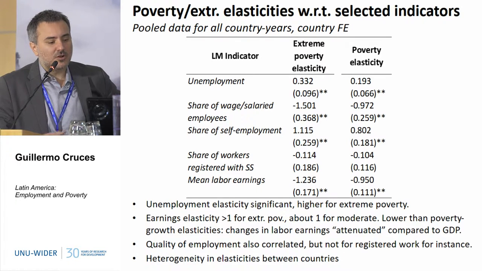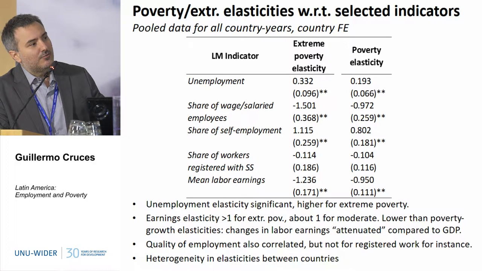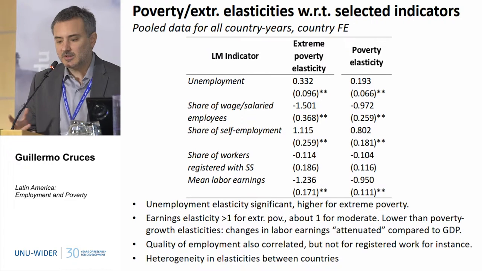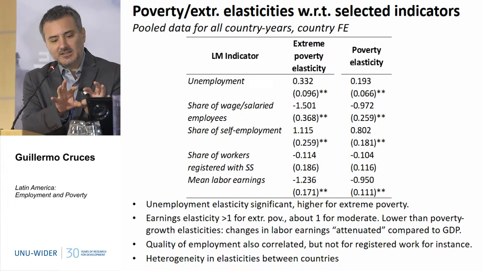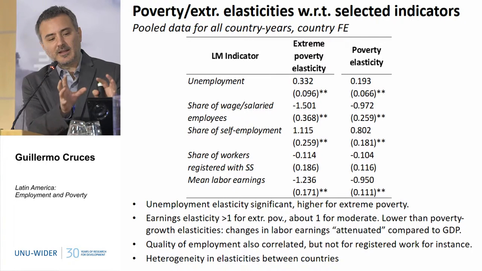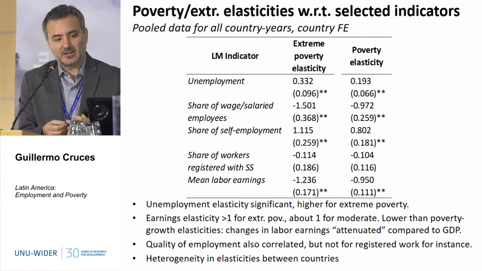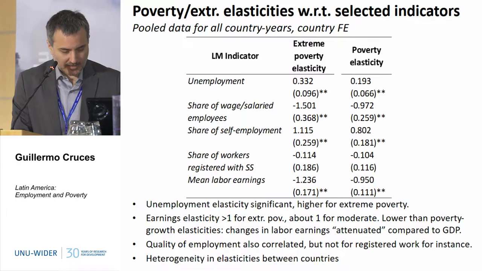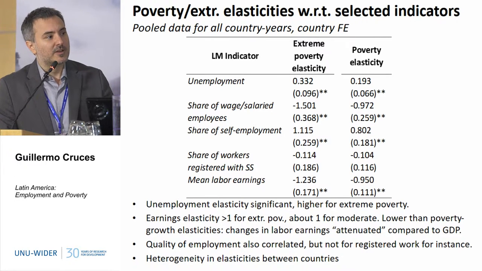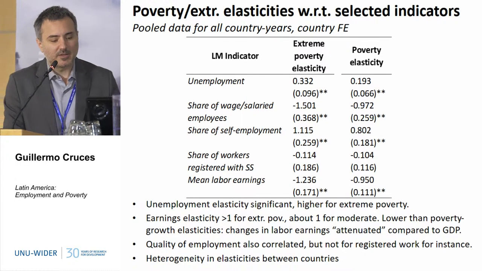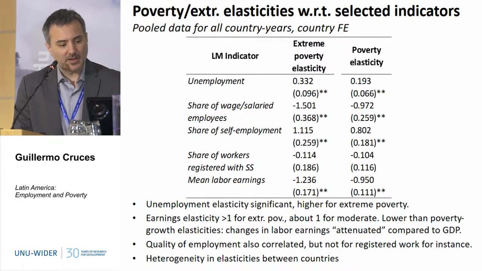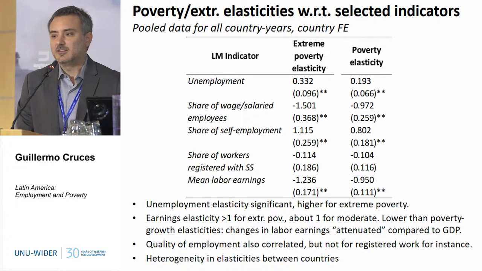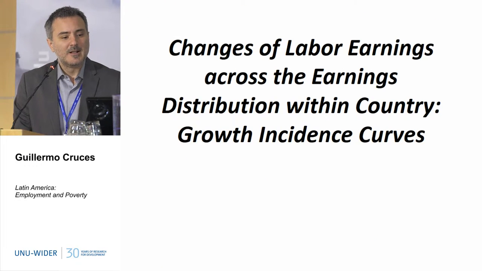And some of the indicators of quality of employment are also correlated, but not, for instance, the share of workers registered with Social Security, which seems to suggest that formality is something that is happening more in the middle rather than at the bottom. Changes in formality, that as David illustrated earlier, were important, seem to be happening not at the bottom, but at the middle of the distribution. I think this is something that ought to be studied in more depth too. And again, caveat emptor, heterogeneity in these elasticities between countries.